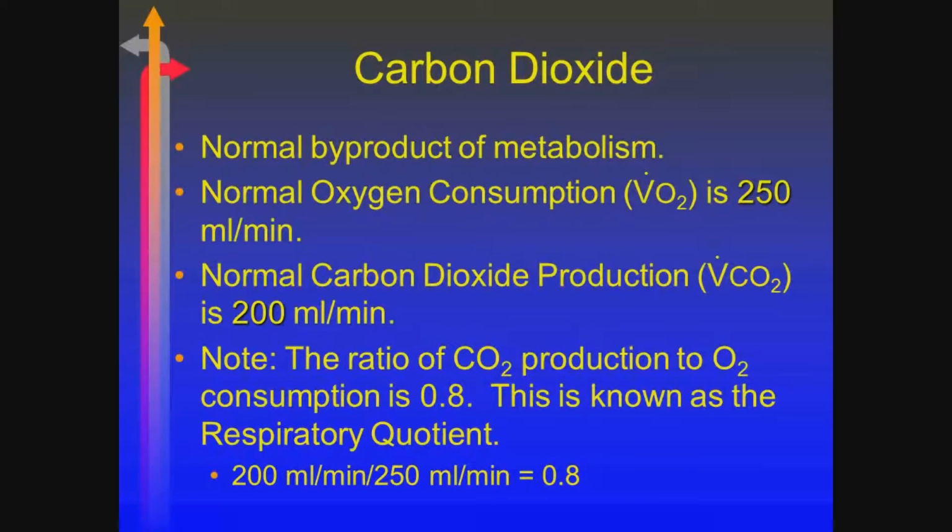Normal carbon dioxide production from metabolic activity, because it is a byproduct of normal metabolism, is about 200. We're going to call that ratio of how much oxygen is consumed to how much CO2 is produced the respiratory quotient, and it's basically about 0.8. And that's where that 0.8 in the alveolar air equation comes from, the relationship between how much CO2 is produced to how much O2 is consumed. So good so far?